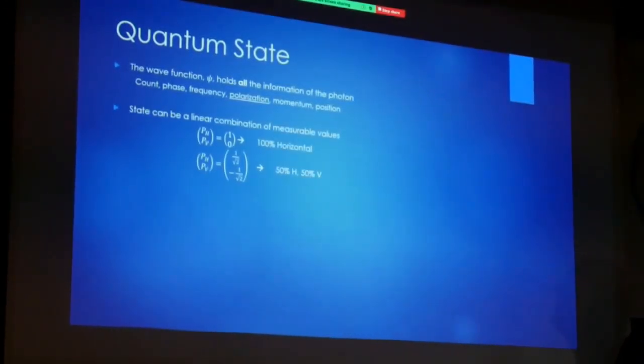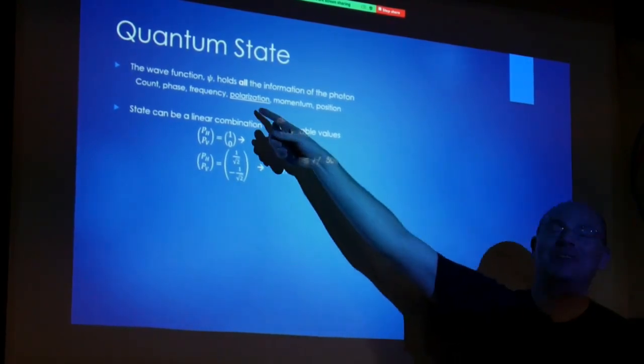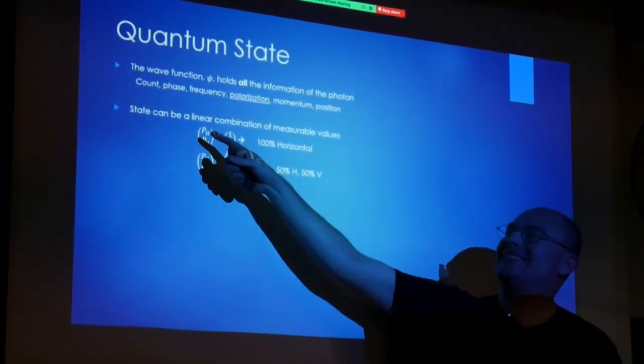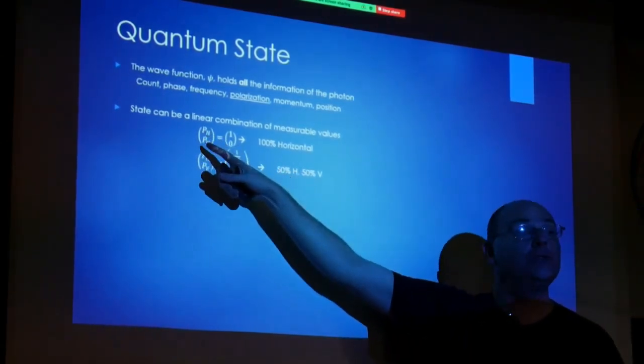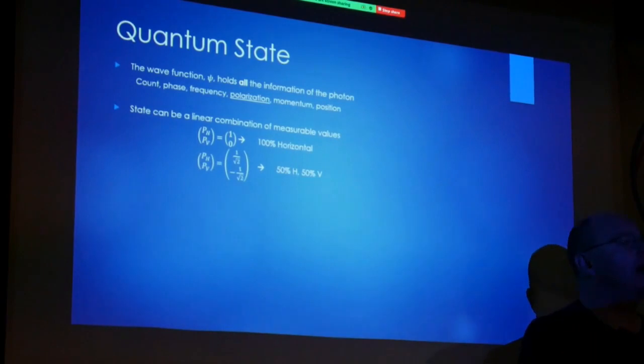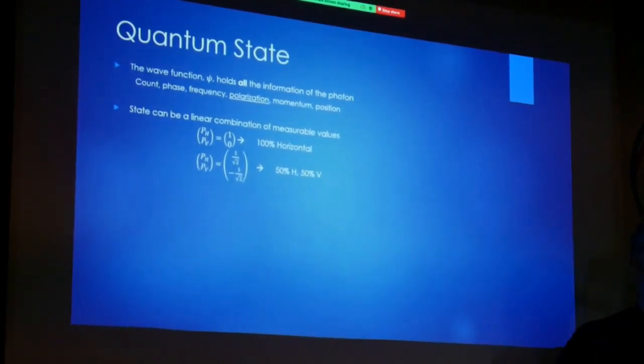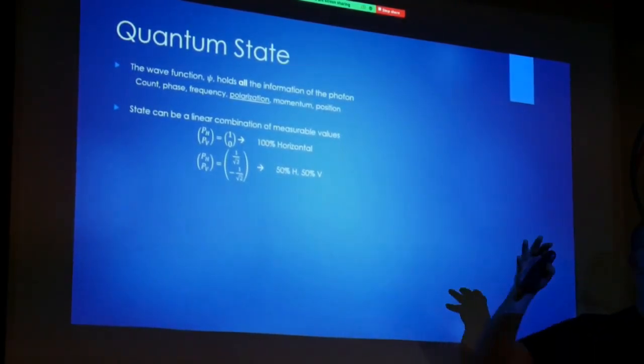Okay? Ugh, that's ugly. But we're just going to look at polarization for a second. The state can be a linear combination of anything I can measure. And in polarization, I need 2 numbers. How much horizontal, how much vertical. Circular polarization could be done the same way, but I'm going to stick with linear because it's just simpler.